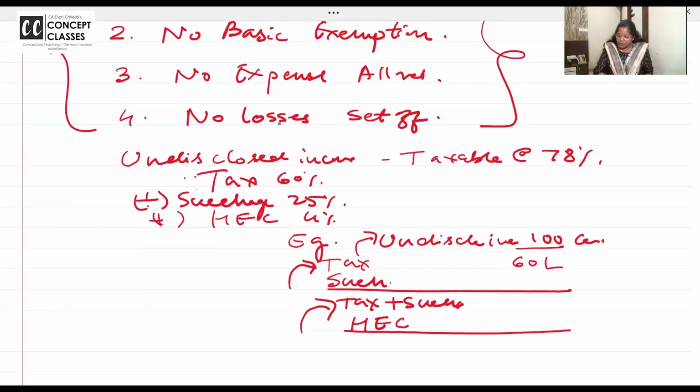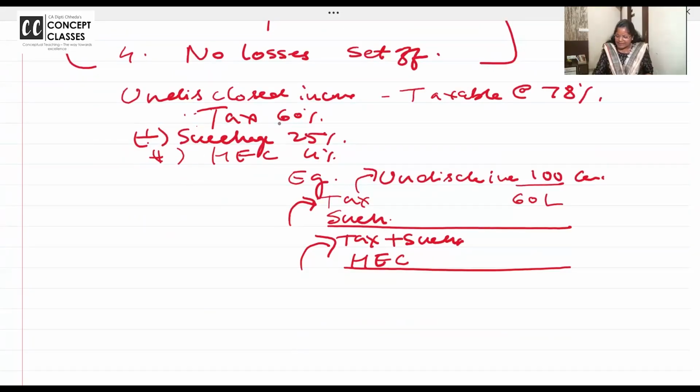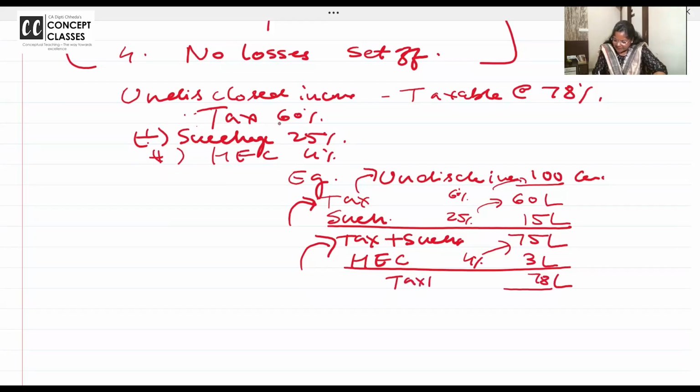Look at this. What will be your tax on 100 crore? 60 lakhs. What will be the surcharge? 25%. 25% on what? On tax. 25% of 60 comes to how much? 15 lakh. So this is 75 lakhs. And on tax and on additional tax in the form of surcharge, you have to pay 4%. How much is 4% of 75? 3 lakhs. So 78 lakhs is the tax payable.